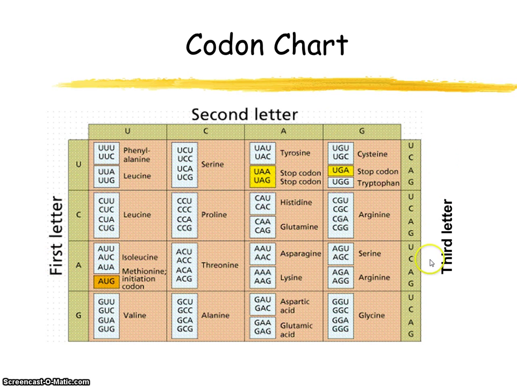You look at where the letters are on your codon, and then you just follow the chart until you find your particular amino acid. Most amino acids are going to have 2 to 4 to 8 different codons that code for them.